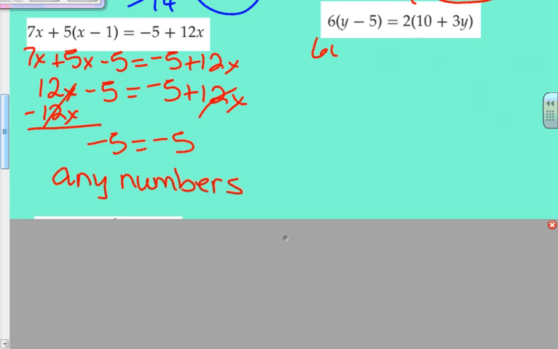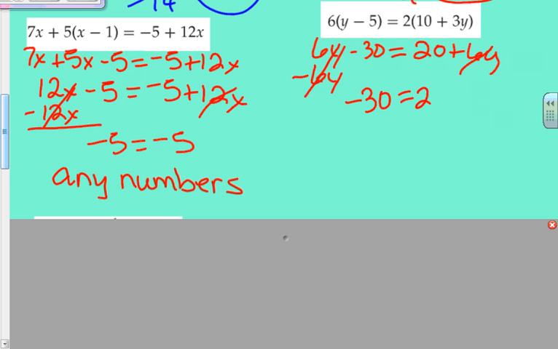Distributive property makes 6y minus 30 equals 20 plus 6y. Bring my 6y's over. Minus 6y. Those are gone. Got rid of my y's. And I'm left with -30 equals 20.